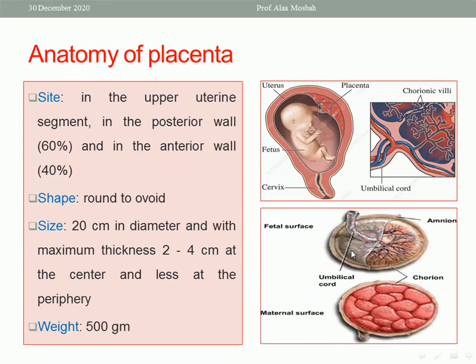Okay, the size, it is 20 centimeters in diameter, and its thickness is 2 to 4 centimeters, and its maximum thickness is at the center, and the thickness decreases near the periphery. It has a maternal surface, this one, and the fetal surface, this one. The weight of the placenta is 500 grams.